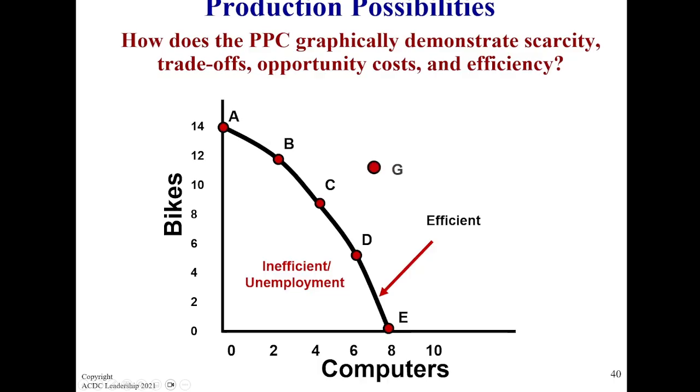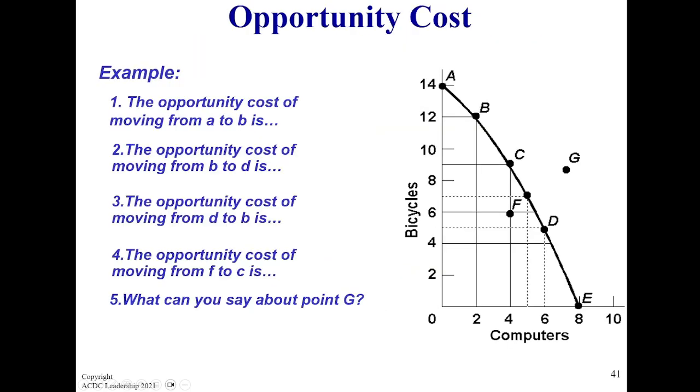So if we have a point out here, this is impossible and unattainable given our current resources. This represents scarcity. So here are some examples of opportunity cost. The opportunity cost of moving from point A to B is, of course, we produce 2 fewer bikes. B to D is that we produce 7 fewer bikes. And D to B is that we're missing out on those 4 computers. And so on and so forth.